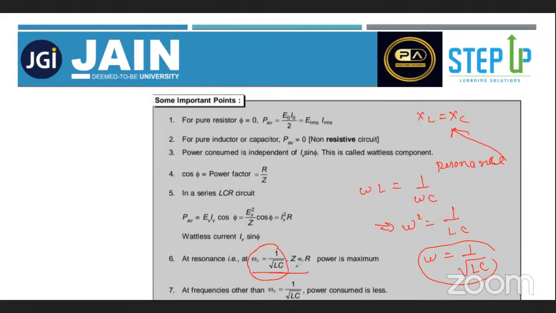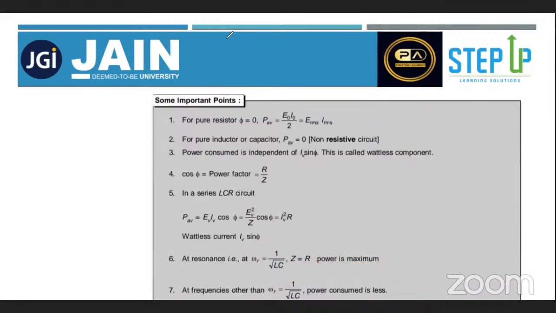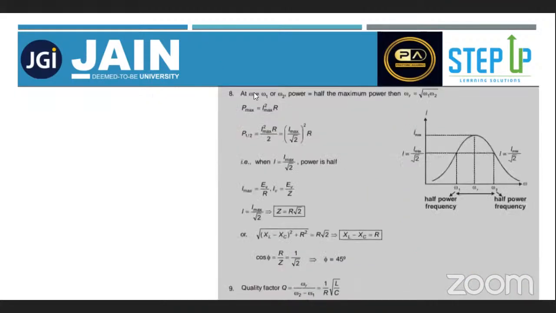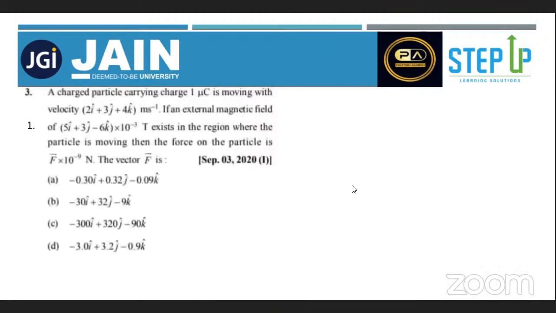In this case, Z is equal to R, and the power is maximum over here. At frequencies other than omega R equal to 1 by root LC, the power consumed is less. In case of resonance, the power consumption is most. Okay. Further, at omega 1 and omega 2, you have different values for I max. We'll see it when we are doing the questions. I max utilizations. Okay.